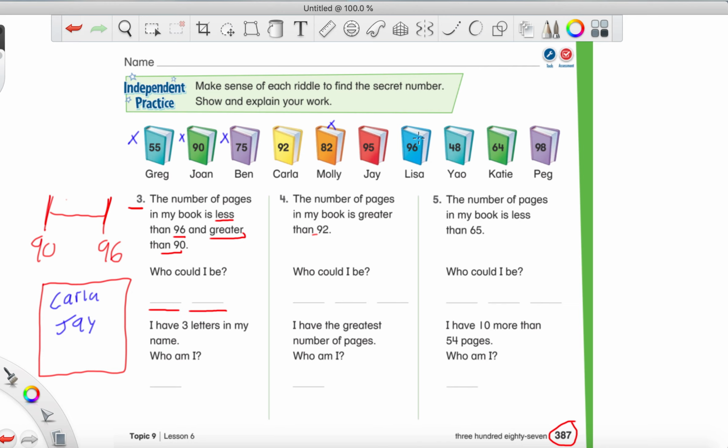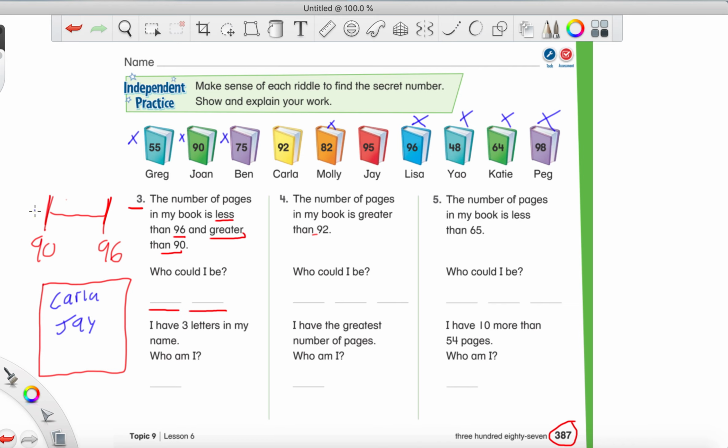We have Lisa with 96. Alright, that's the same as 96. It's not less than or greater, so we have to cross it out. We have Yao at 48. That is way too small of a number. I'm going to cross that one out. We have Katie with 64. That's still way too small. And Peg with 98. 98 is bigger than 96, so we have to cross that out too. So the only two that we have are Carla and Jay. And that's how we just eliminate that.